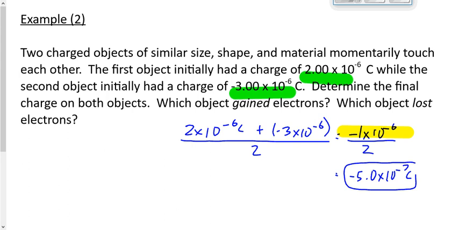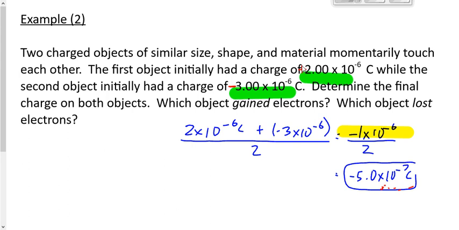Now, which object has gained electrons, which object has lost electrons? Take a look at the one that was positive 2 times 10 to the negative 6, and the one that's negative 3 times 10 to the negative 6. The one that was positive and became negative, because they both became negative, right? The one that was positive and became negative, did it gain or lose electrons? Yeah, if you're positive and you become negative, you must gain negatives, or you must gain electrons.